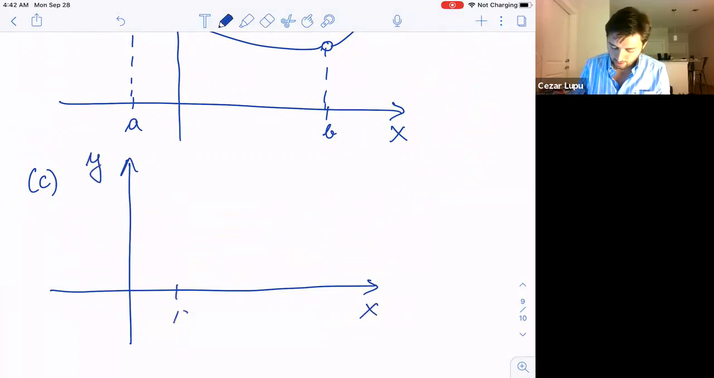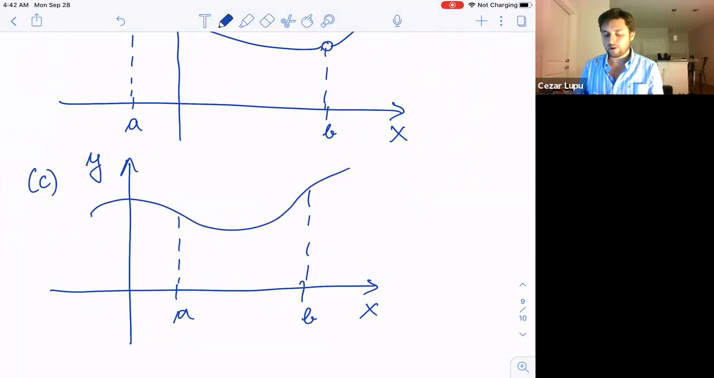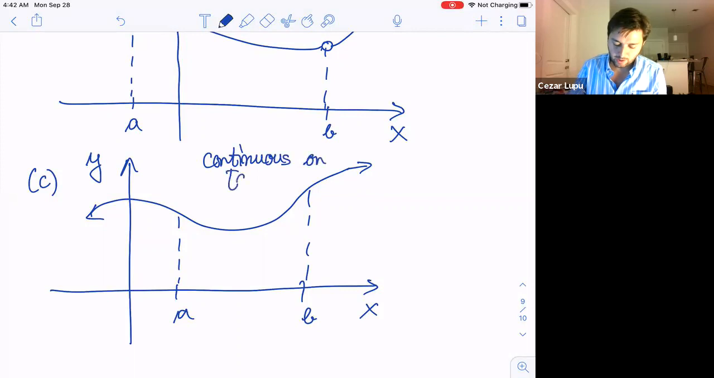Let's just say we have here A, here B. And let's say the function goes like this, right? So this is the graph of my function, and it keeps going. So this is what it means to be continuous on the closed interval AB. As you can see, I don't have any holes in this.